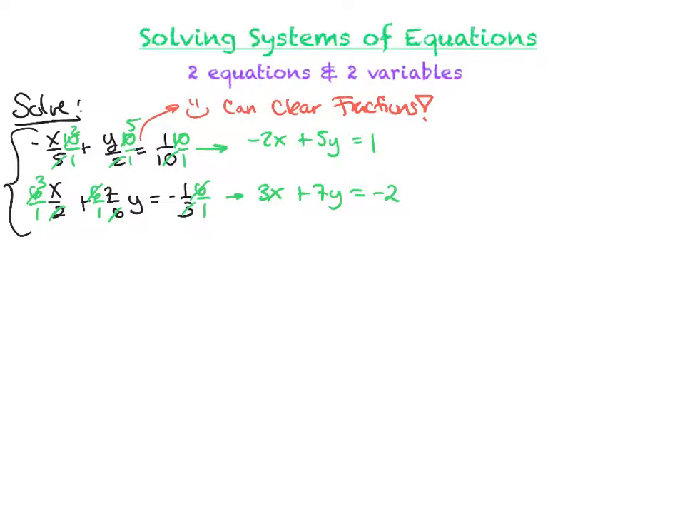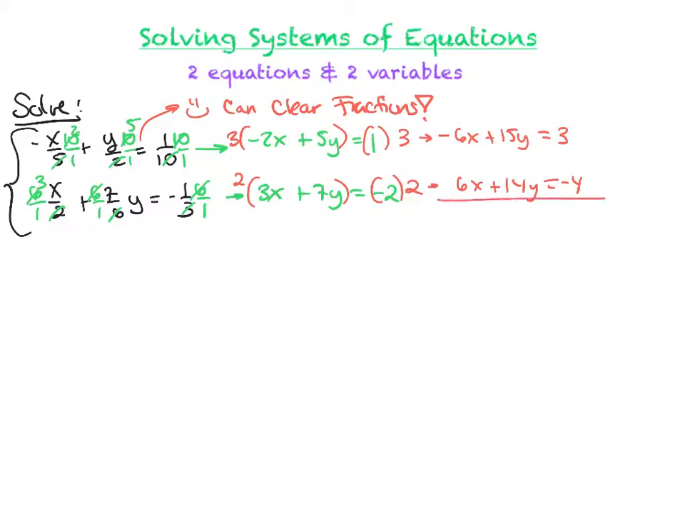Okay, so just like in the last problem, I can turn 2 and 3 into 6's, both of them. I want to make sure that one's a positive and one's a negative, which is great because they already are different signs. So I'll multiply the top equation by a 3 and the bottom equation by a 2, and that should do it. So multiplying the top equation by 3 gives me negative 6x plus 15y equals 3. And multiplying the bottom equation by a 2 makes 6x plus 14y equals negative 4.